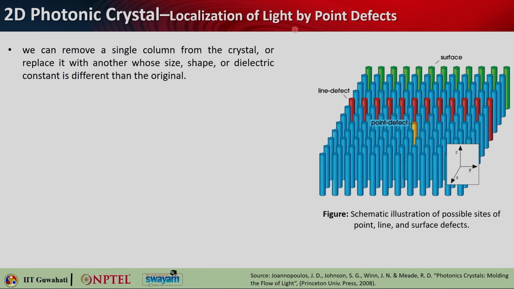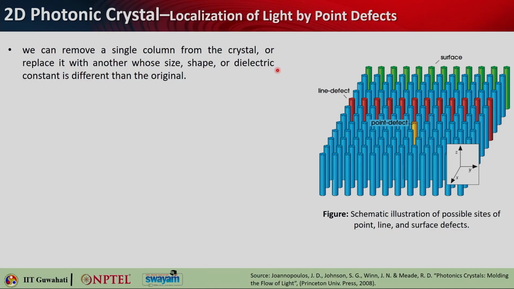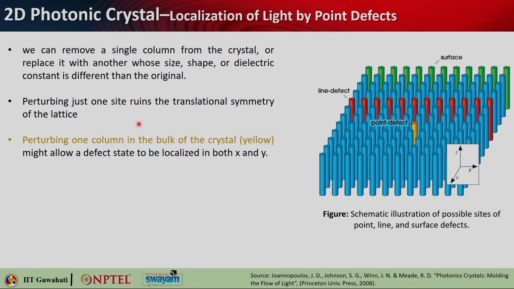Now, let us look into localization of light by point defects in a photonic crystal. I hope it is understood that this is the concept of complete band gap, where light of any polarization, from any direction, will not be allowed to enter the crystal. Now, if we remove a single column from the crystal or replace it by another of different size, shape or dielectric constant than the original, that is how you will be able to perturb that particular site, and that will ruin the translational symmetry of the lattice.